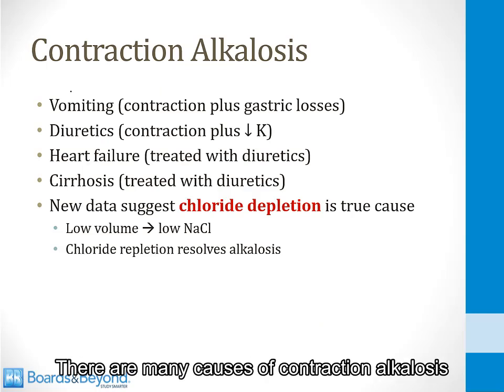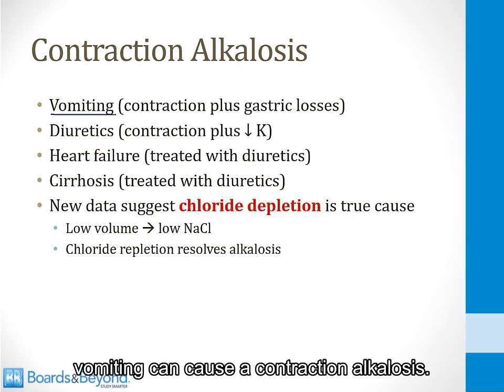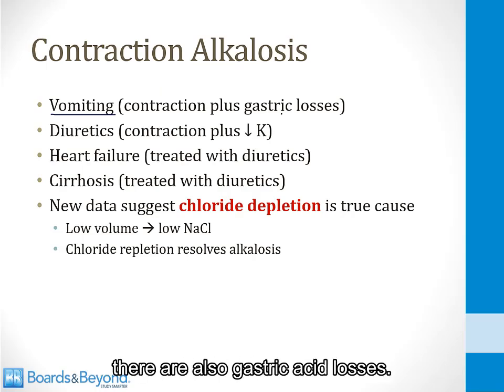There are many causes of contraction alkalosis that you'll see in clinical practice. Vomiting can cause a contraction alkalosis, and as I told you before, there are also gastric acid losses. So for both of these reasons, vomiting leads to an alkalosis.